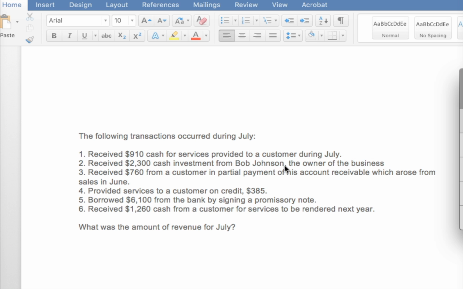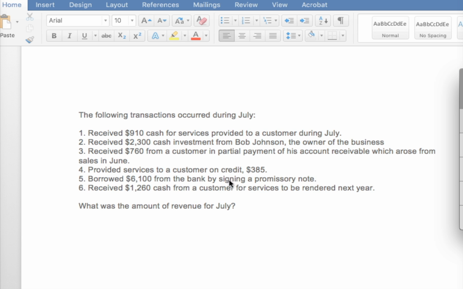These following transactions occurred in the month of July. What was the amount of revenue for July? So again, we just look at each one of these transactions, determine if it was revenue, and add it up. Okay. Received $910 cash for services provided to a customer during July. Yes. That's revenue. Received $2,300 cash investment from Bob Johnson, the owner of the business. No, not revenue. Didn't get the money from providing our normal services. Got it from the owner, which is capital.